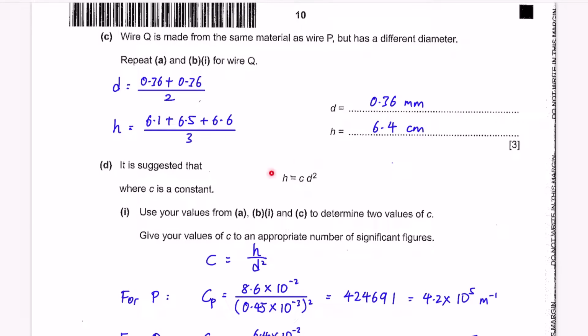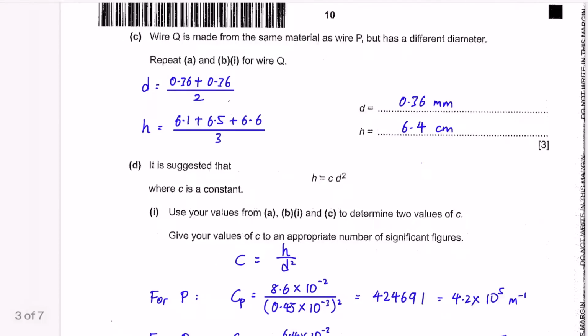This is the suggested relationship: H equals C D squared. C is a constant. And the question in the earlier parts has asked you to collect 2 sets of H and D data. Let's take a look, yeah?